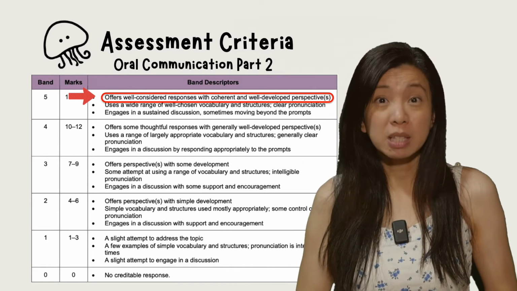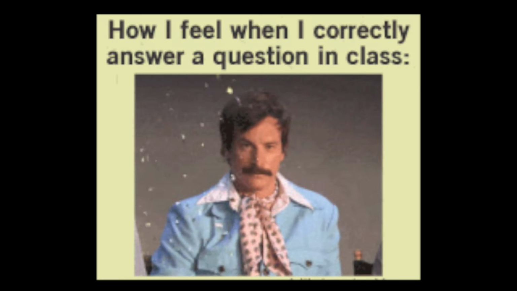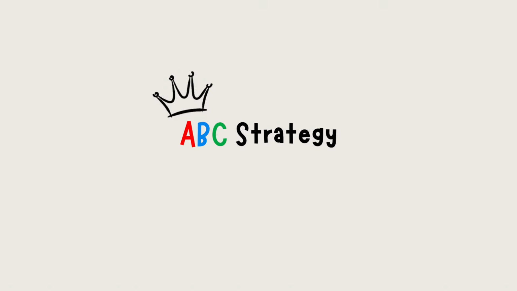well-developed perspectives. So you can see that all the exam components that I've mentioned state that your points need to be properly developed. Therefore, in order to do well in our writing and our speaking, we need to ensure that our answers are well developed. And that's where the ABC strategy comes in. So let's jump right into it. We'll start off with A.